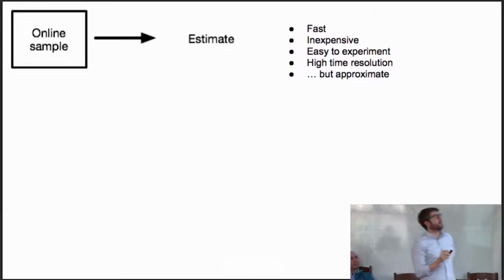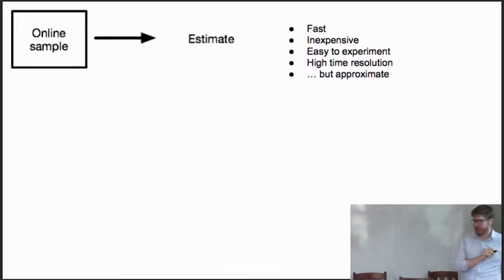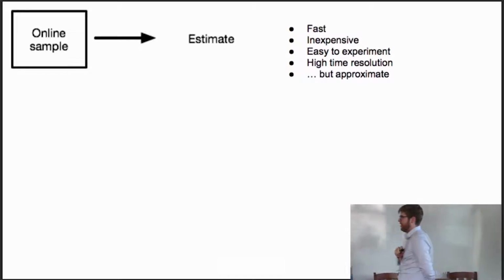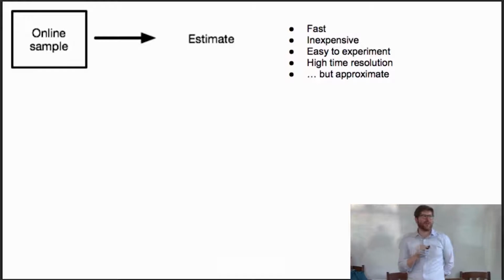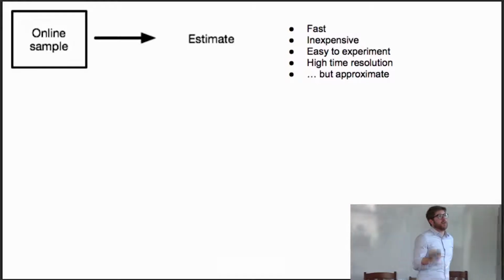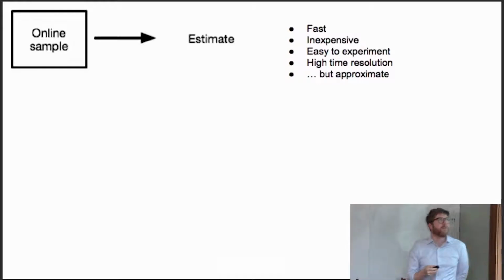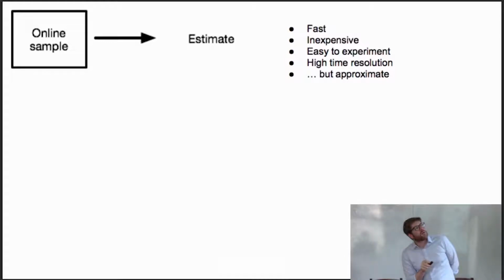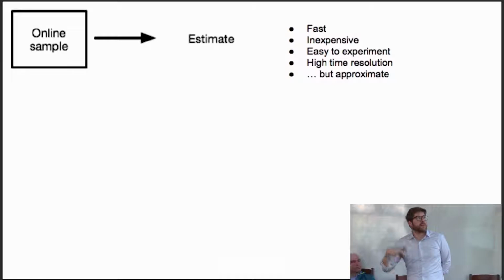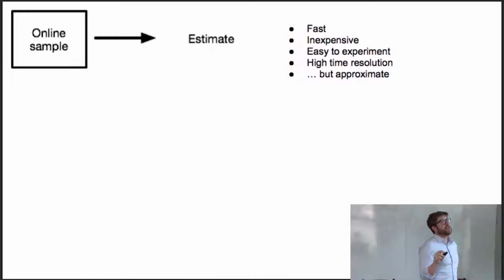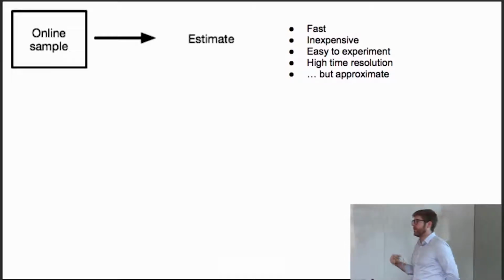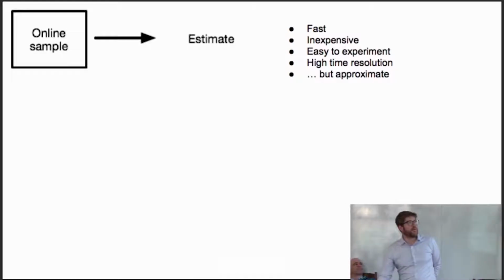Today we looked at how we can use an online sample to produce an estimate for the share of a population that uses the internet, which seems kind of paradoxical because we only interview people who are on the internet by definition. And our approach was fast and inexpensive. It's pretty easy to experiment and change. And we can potentially get very high time resolution estimates because we can conduct these surveys with high frequency.